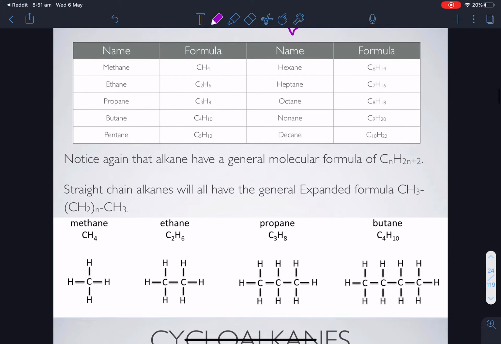Okay, I've kind of done this one on there. So notice methane, ethane, propane. I put them in order of the number of carbons here. And I've also given the formula for it. And you'll notice they fit the 2n plus 2 rule.